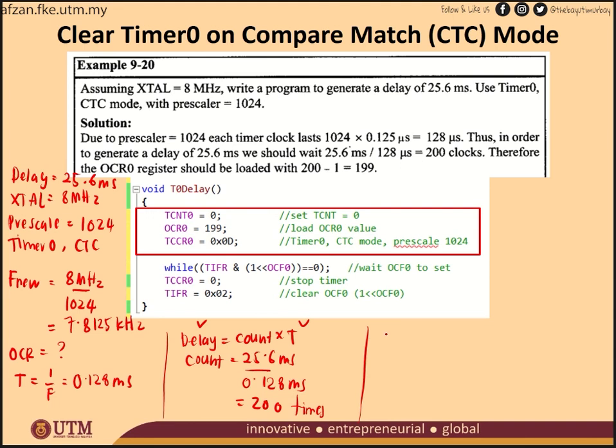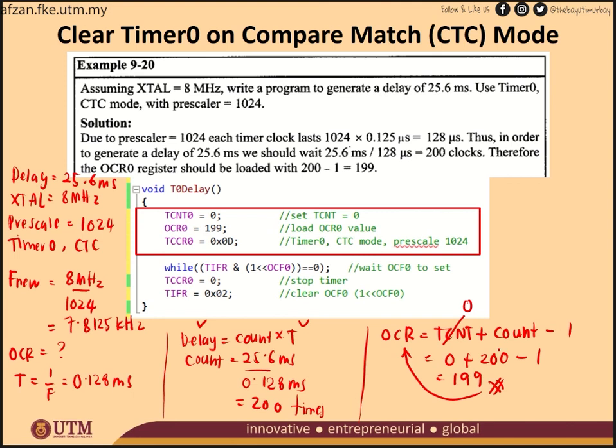Okay, we are going to use OCR equal to TCNT minus with count plus count minus 1, in which for the compare match the TCNT value is always 0. So 0 plus 200 minus 1, you get 199. So this is the value that you want to put to your OCR.